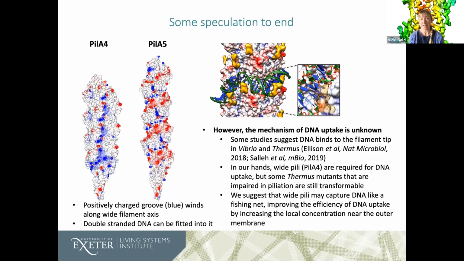But conversely, there are some mutants which are impaired in piliation but are hypertransformable. So there's still a lot more to be done to understand this mechanism. Our current working hypothesis is that the wide pili may capture DNA rather like a fishing net, which would increase the local concentration of DNA near the outer membrane and thus improve the efficiency of DNA uptake.